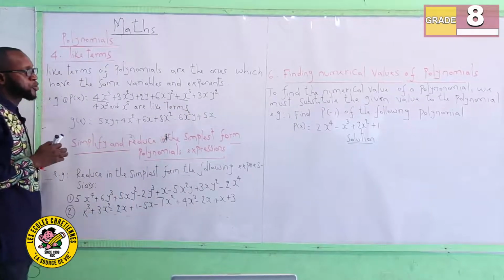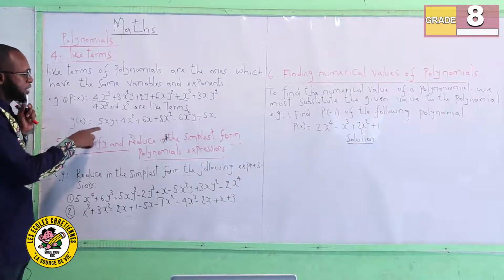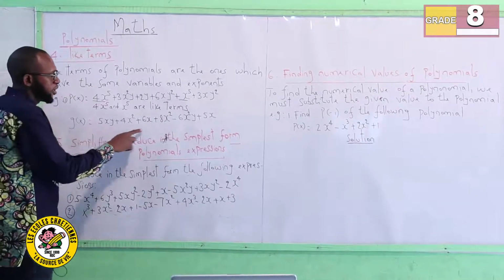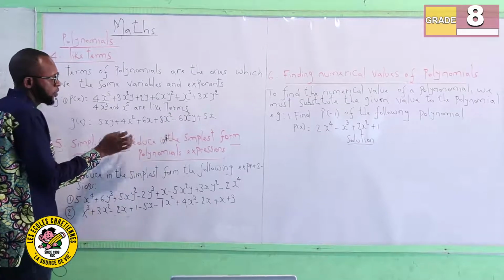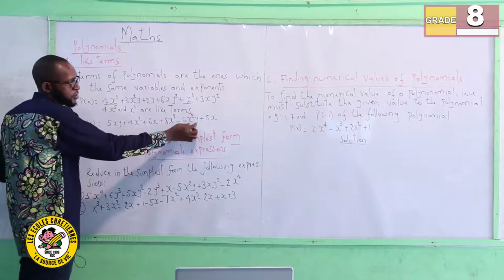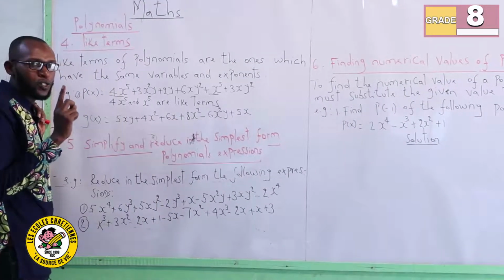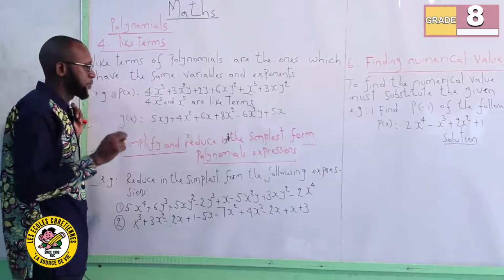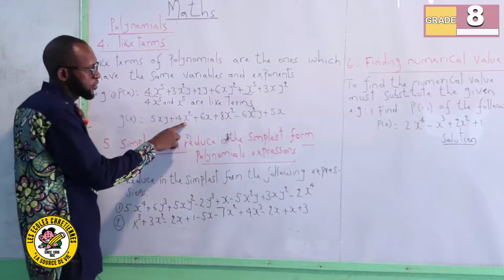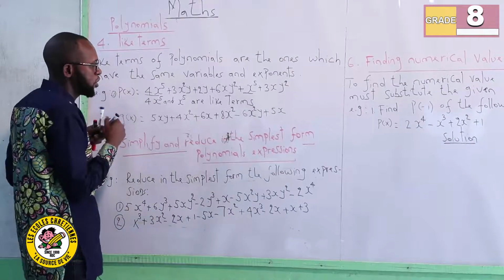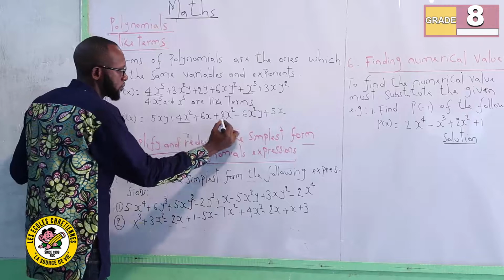We go with number 2. I see x and y. If you see here, there is no x and y. You cannot add this and this because here we have x squared. So they don't have the same exponents. They are not like terms. x squared and x squared, you see? So here they are like terms.